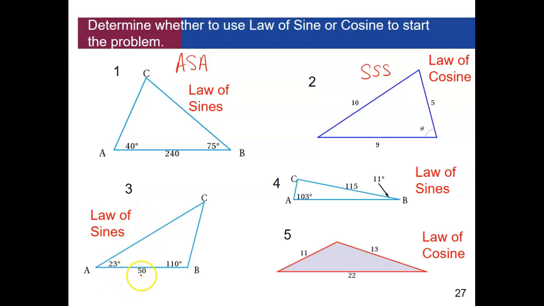Here we have angle, side, angle. So angle, side, angle again is law of sines. And here we have side, side, side, which is law of cosines. This one, if we look at it, we have angle, angle, side, which is also law of sines. So angle, angle, side.